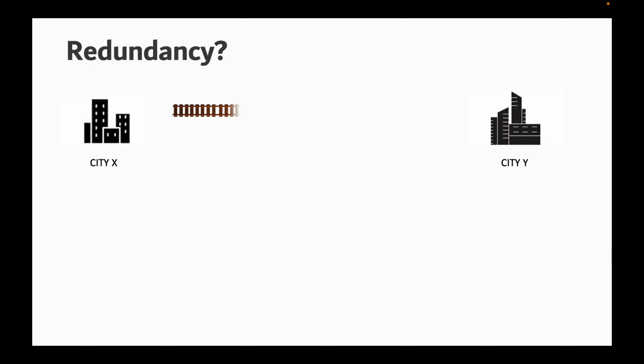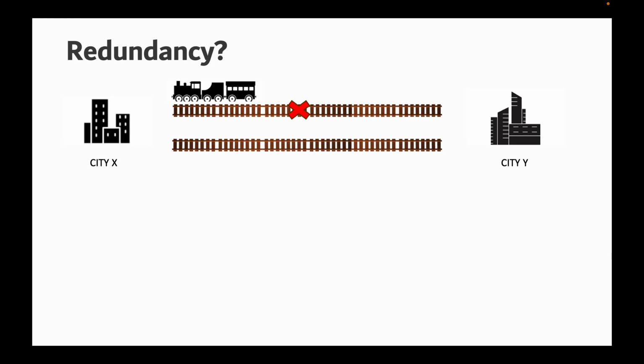Imagine you have a set of train tracks that connect one city to another. If something goes wrong with those tracks, like a tree falling on the track or a track breaking, the train can't go through and the communication stops. But if you have multiple sets of the same train tracks that connect the same cities, and something happens to one of those tracks, then there is another set of tracks available for the trains to use.